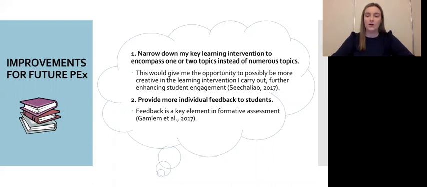Although I returned students' second quiz back to them, I think it would have been very valuable to provide students more detailed feedback and even speak to students individually about how they went. This was a technique I observed my supervising teacher doing in my final week of placement in her Year 8 maths class.